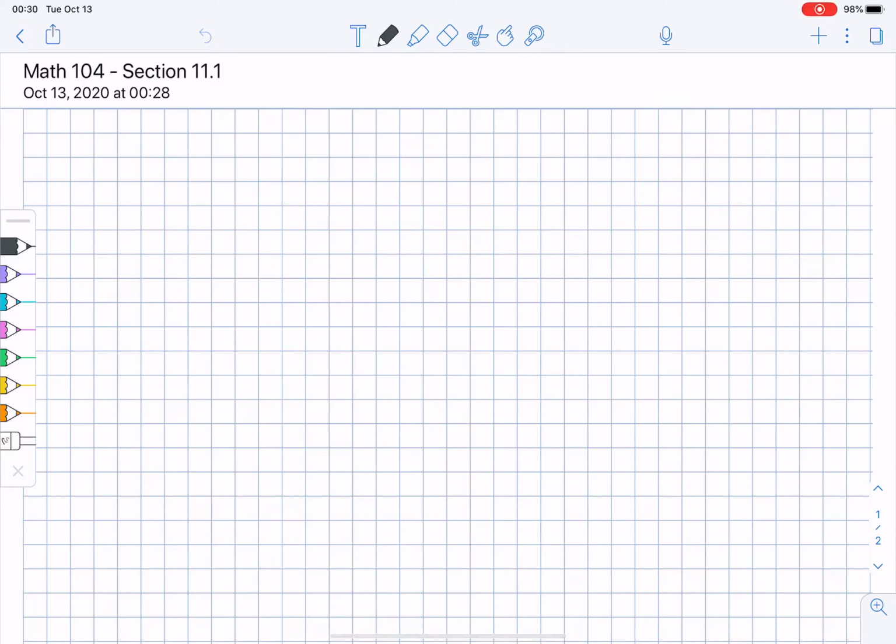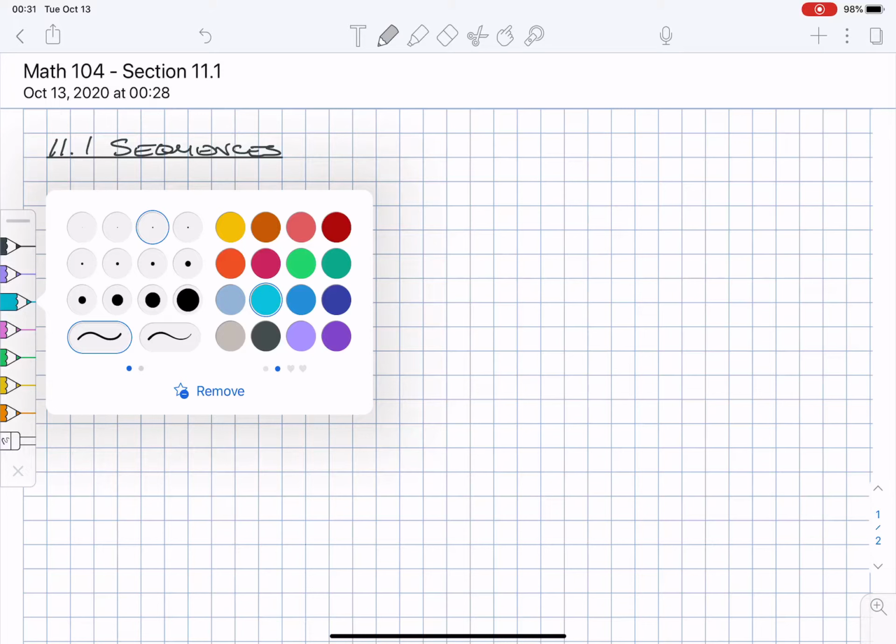Okay, so welcome to section 11.1, which is sequences. Okay, so definition.